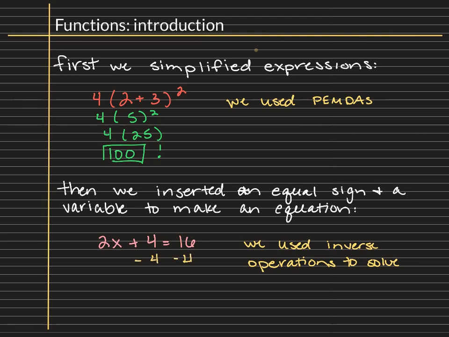So I'm going to subtract 4 from both sides of my equal sign. When I do that, I'm left with 2x equals 12. And my last step then is to divide by my coefficient, 2, on both sides, which leaves me with x equals 6.